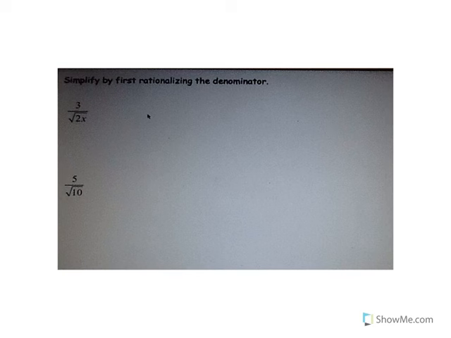So let's look at it. We're going to rationalize these denominators. And this is actually pretty straightforward. All it is, you're going to multiply by the same thing on the top and the bottom. So that's just multiplying by 1. So this is going to be 3 radical 2x, all over 2x. And you're done.